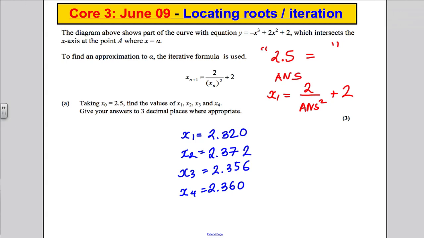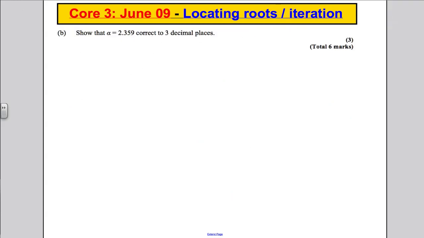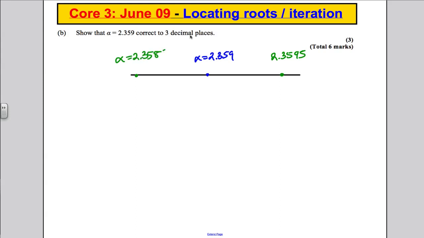Okay, next part, part B. It says show that that is correct to 3 decimal places. Same old stuff over and over again. We're trying to show that alpha is 2.359. So we try the upper and lower bound of this. We try alpha is 2.3595, and we try alpha is 2.3585. We work out f of 2.3585, and we work out f of 2.3595, and we show that there's a change of sign, therefore there is a root.